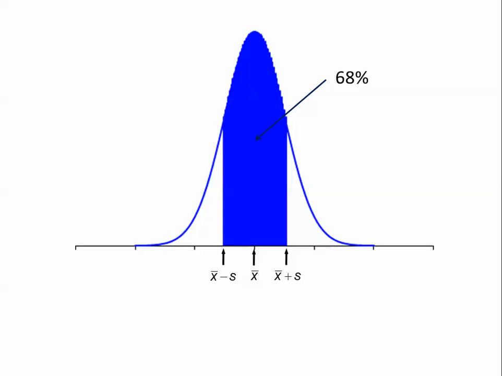So here we have a data set, and this is x bar, so the mean minus one standard deviation, the mean plus one standard deviation. 68% of the data falls within one standard deviation of the mean. And if you split that up, 34% falls within one standard deviation below the mean and the mean, and another 34% falls within the mean up to one standard deviation above the mean.